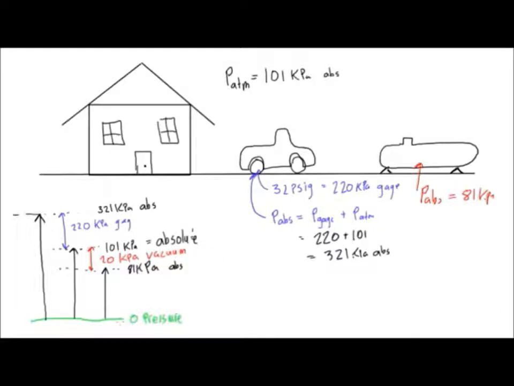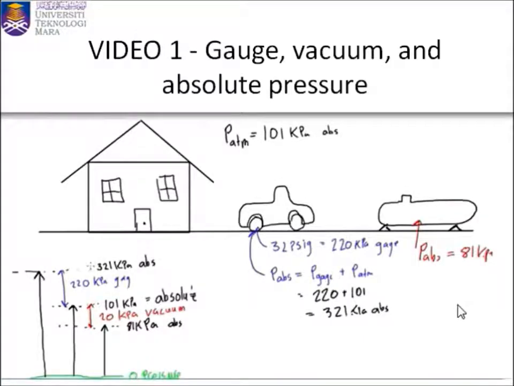So we have zero pressure. The absolute pressure is just how much more than a perfect vacuum we have. And then gauge pressure is how much more than the atmospheric pressure we have. And vacuum pressure is how much less than the atmospheric pressure we have. I'll explain the differences between gauge, vacuum, and absolute pressure.